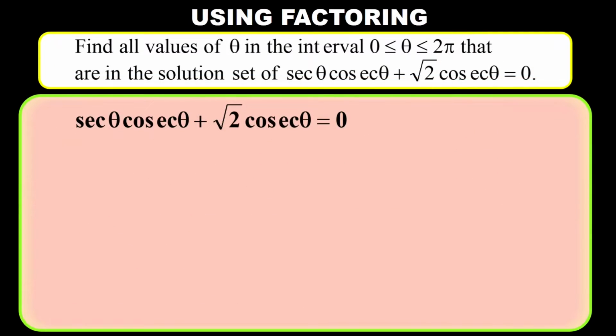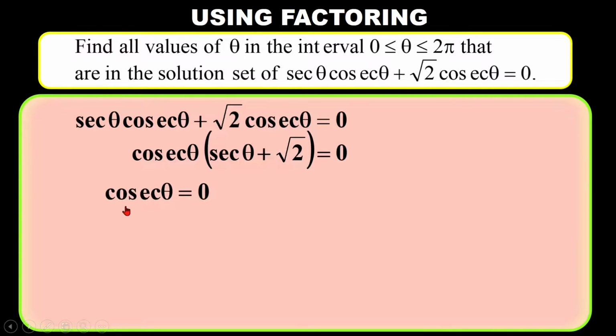In this second question, I'm going to factorize out cosecant theta. So I'm going to get cosecant theta times the bracket secant theta plus square root of 2. Remember, this question wants us to solve for the solution from 0 until 2 pi. So we are going to set cosecant theta equals to 0. Cosecant is 1 over sine, which will turn out to be no solution for this case.